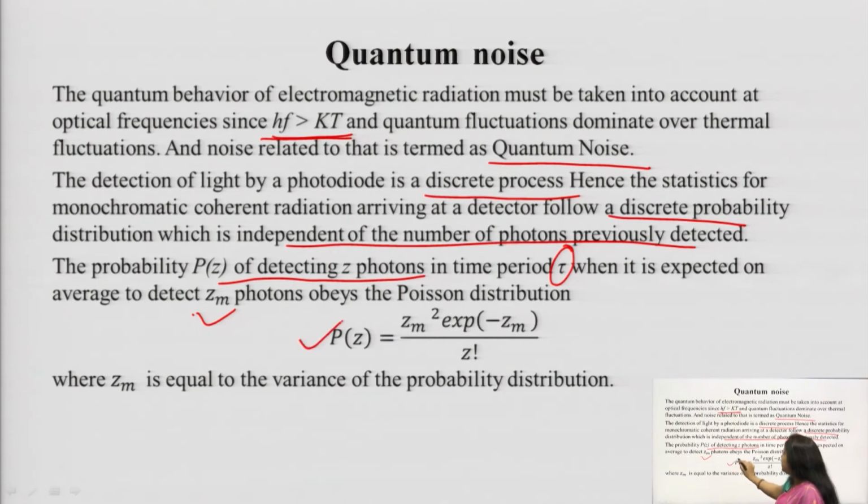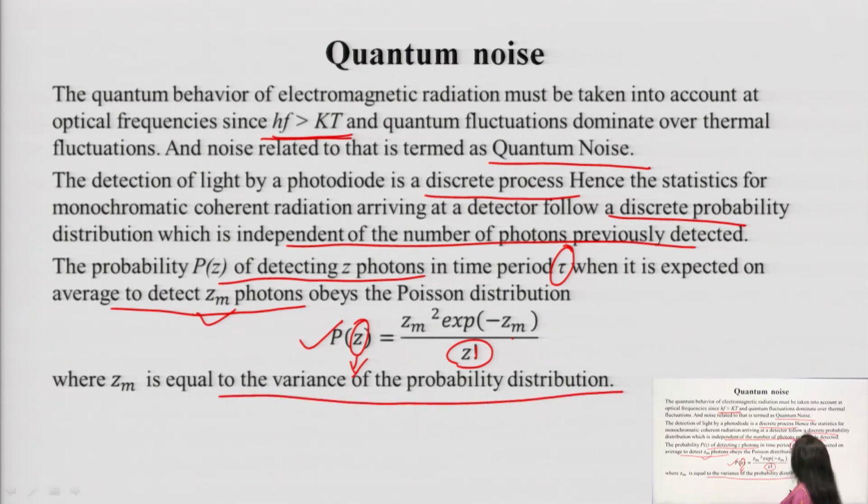The probability of detecting z photons is equal to Zm to the power z, times exponential of minus Zm, divided by z factorial. Now, what is Zm? Zm is the average number of photons detected. Zm is basically equal to the variance of the probability distribution.